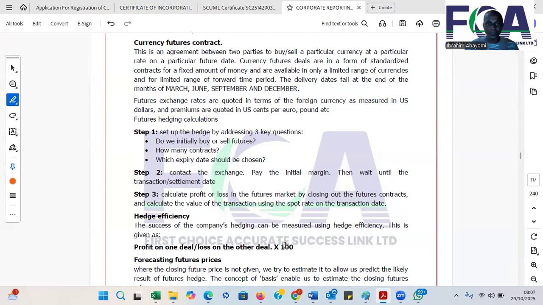Number two, now you go to the exchange, you pay the initial margin. Like I told you, you don't need to bother about this anyway. Forget about that.